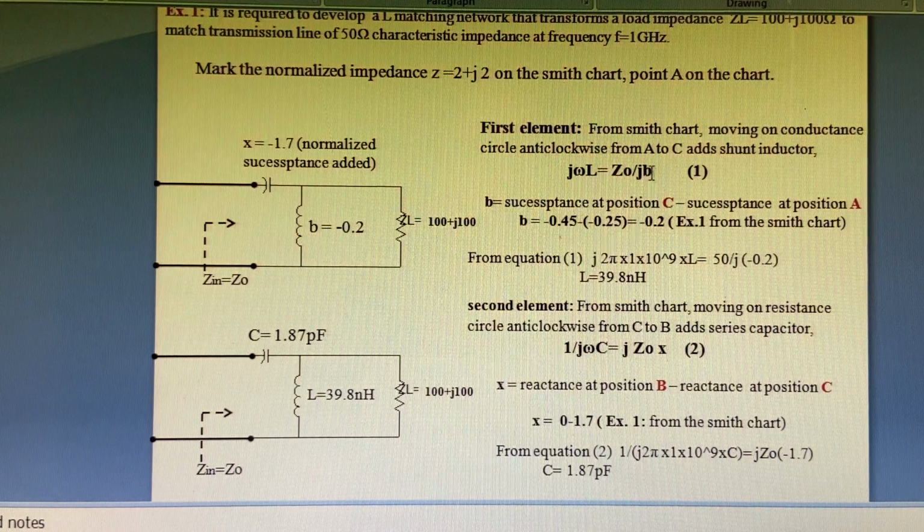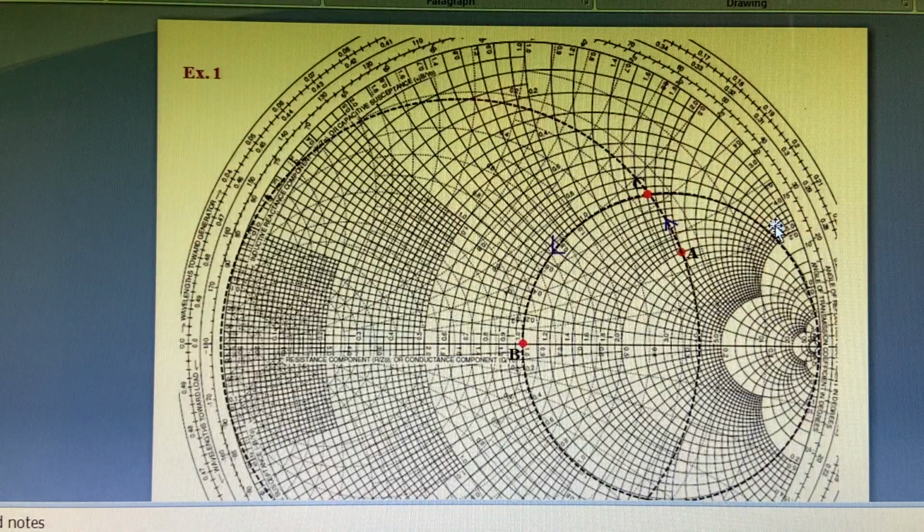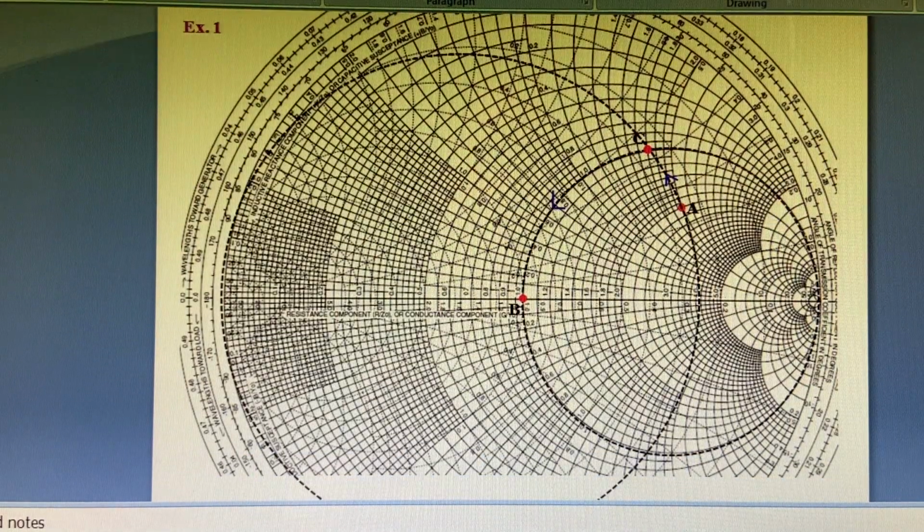To find the value of this B, you can use this equation. Here B is equal to the susceptance at position C minus the susceptance at position A. These values, the susceptance at position C and the susceptance at position A, we can find from the Smith chart.